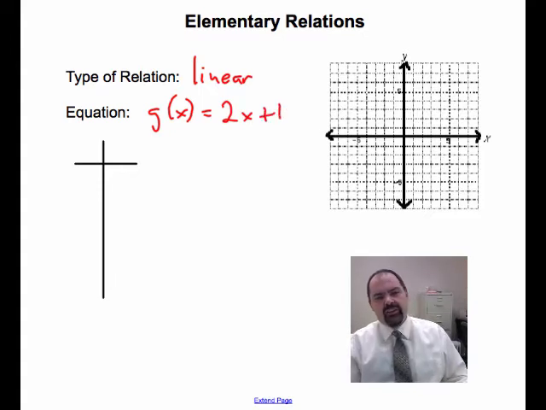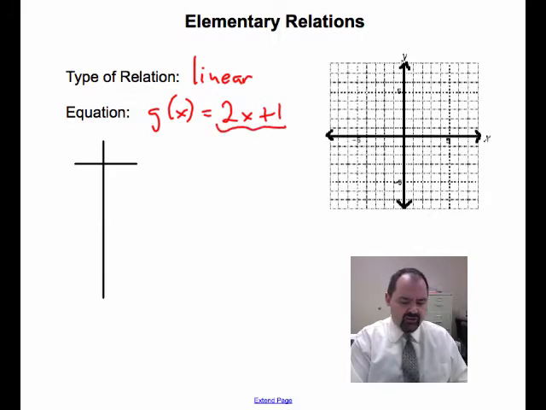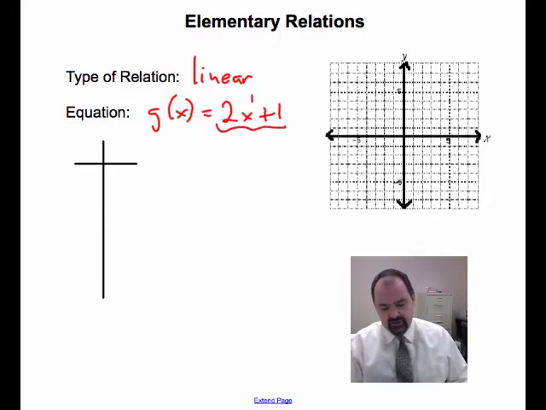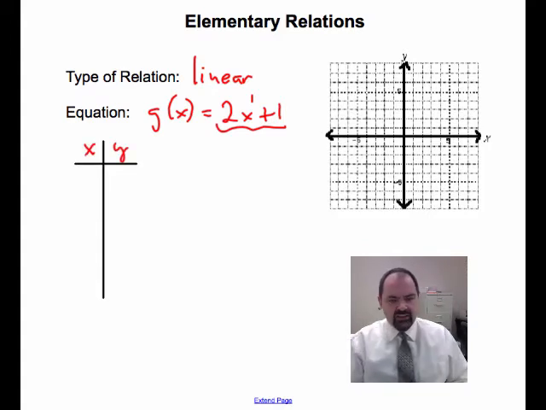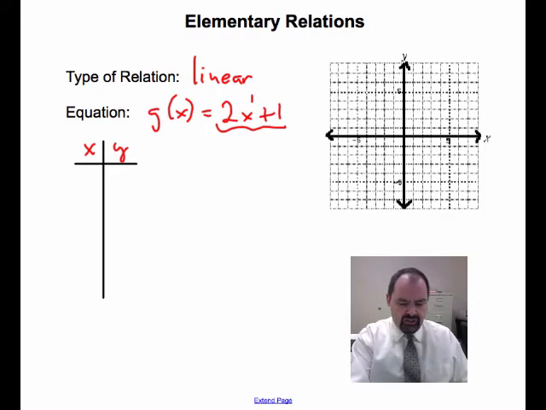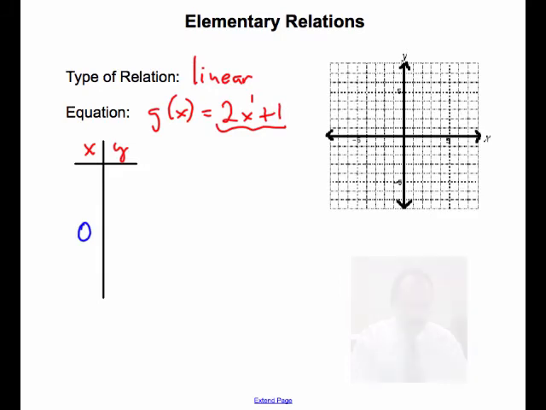You'll remember from earlier grades that a linear relation is one in which the equation is first degree, the highest exponent in any of the terms is 1, and the rate of change of y is constant for a given change in x. So let's just do a set of sample points for this relation. If we input 0, 2 times 0 plus 1, out comes 1. If x is 1, we get 3. X is 2, we get 5. X is 3, we get 7.